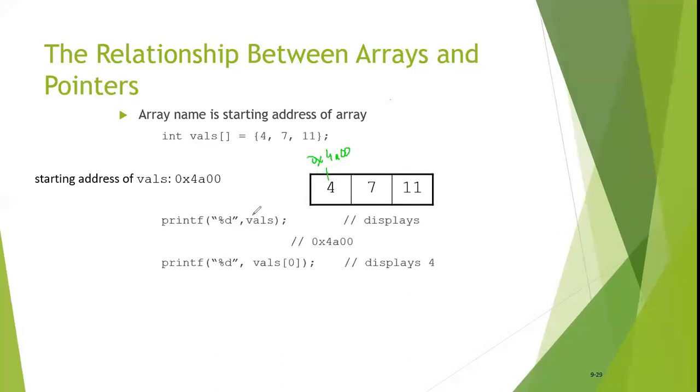It will print the starting address, like we did in the form of a normal integer variable, right? The address of the first index. But if I write printf vals[0], now in this case it will give you the value at vals[0], the value at this index, right? And it will display 4. Any doubt in this? This is similar to the one which we have done in the previous slides.